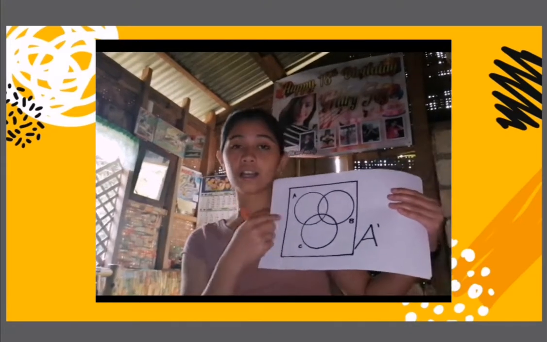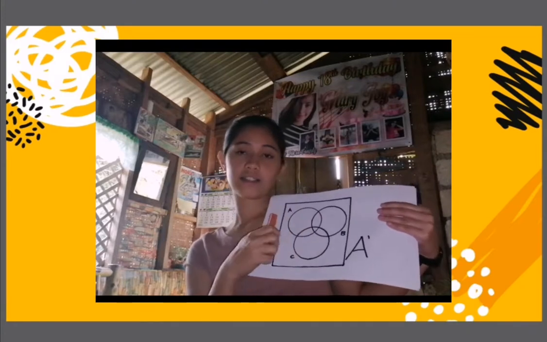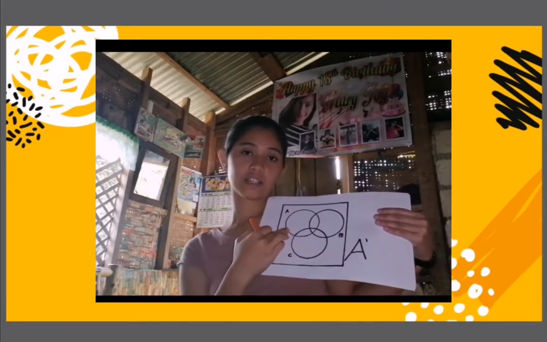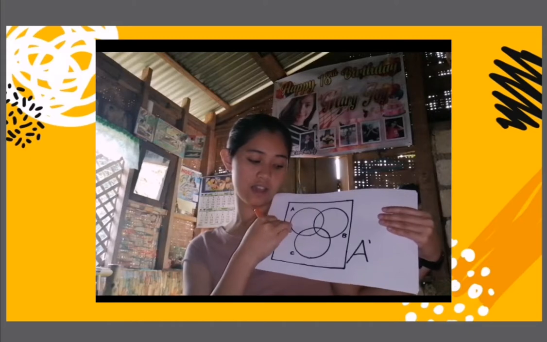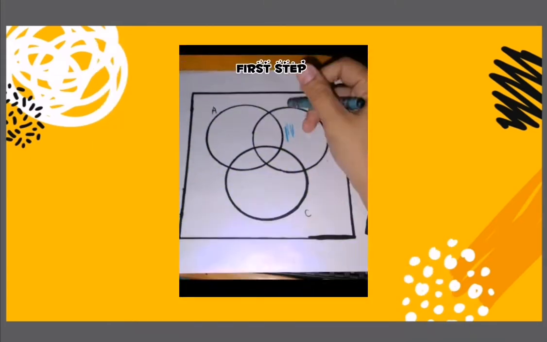But this one, the A region is not the shaded part.